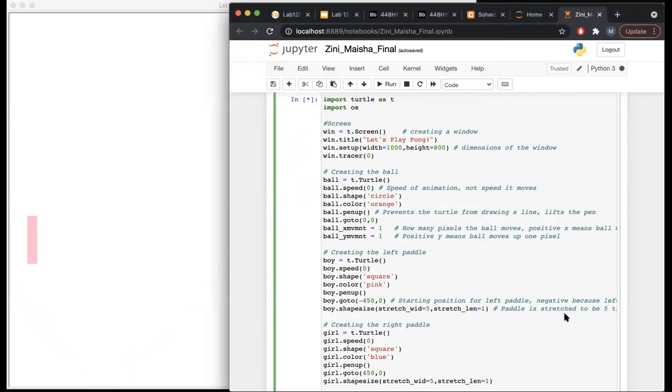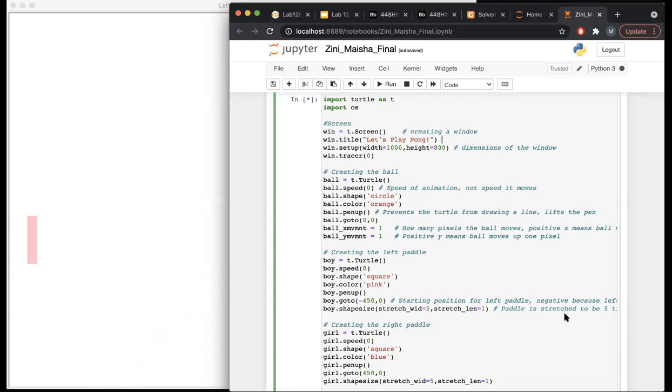The first object I created is a ball, so I did ball is equal to t.turtle, which creates a turtle object. The speed of this object is 0, and this refers to the speed of the animation and not the speed it moves at. I let its shape be a circle and its color be orange.